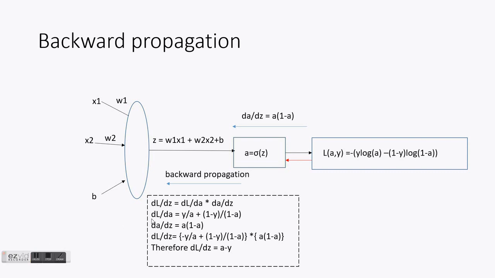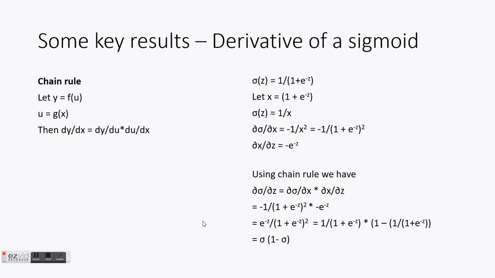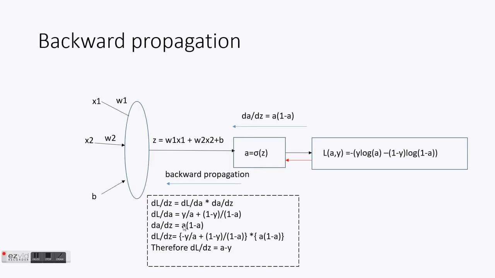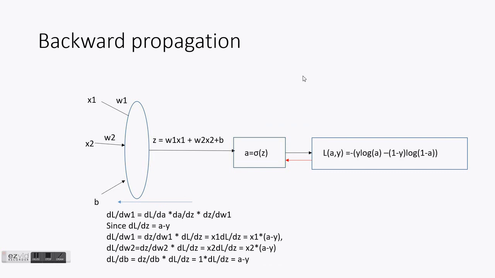We have already seen dL by dA is minus y by a plus (1 minus y) divided by (1 minus a), and dA by dz is the derivative of sigmoid, which you have seen here, sigma into 1 minus sigma. So here sigma is actually a, so dA by dz is a into 1 minus a. Hence dL by dz is equal to, I need to multiply this term into the second term, a into 1 minus a. If I multiply and reduce this, I will finally get dL by dz is equal to a minus y.